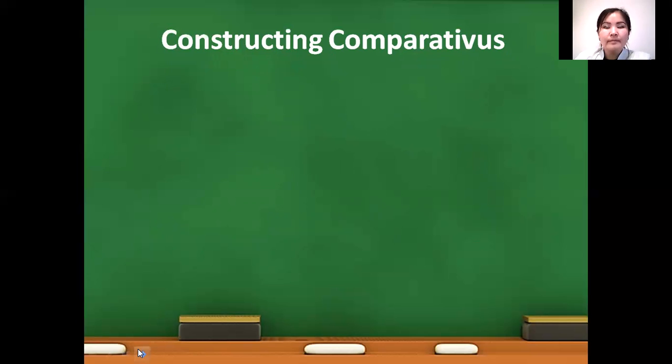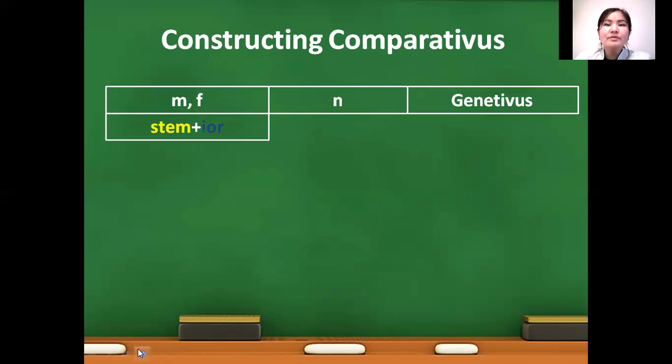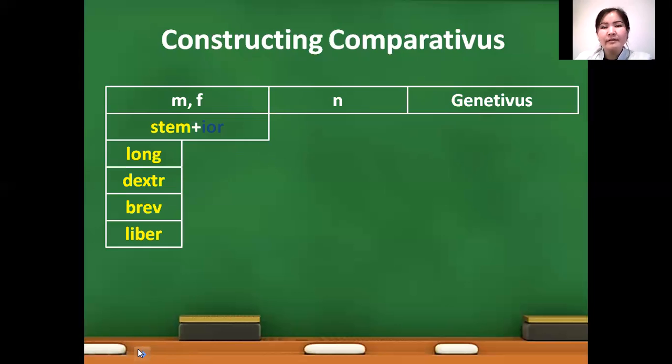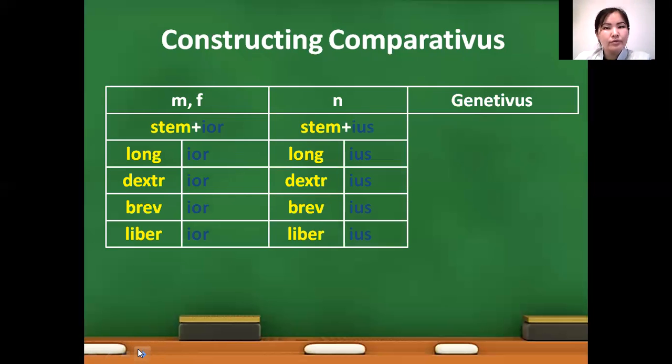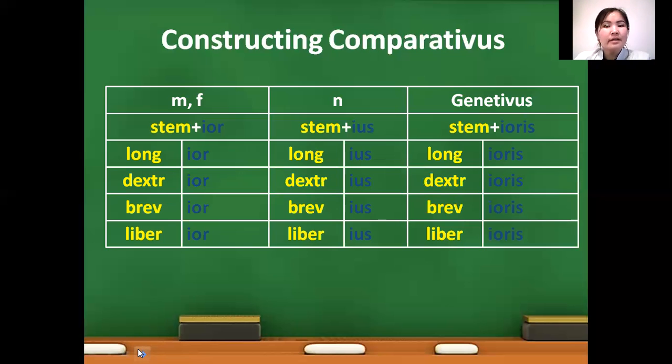So let's see examples. For masculinum, femininum, we use same structure, stem plus ior. Do you remember stems? Long, dexter, brev, and liber. Now we just add ior suffix to these stems and we will get comparativus male-female forms: longior, dexterior, brevior, liberior. For comparativus neutrum, we use stem plus ius: longius, dexterius, brevius, liberius. For genitivus, all genders will be same form. Stem plus ioris structure is used: longioris, dexterioris, brevioris, liberioris.